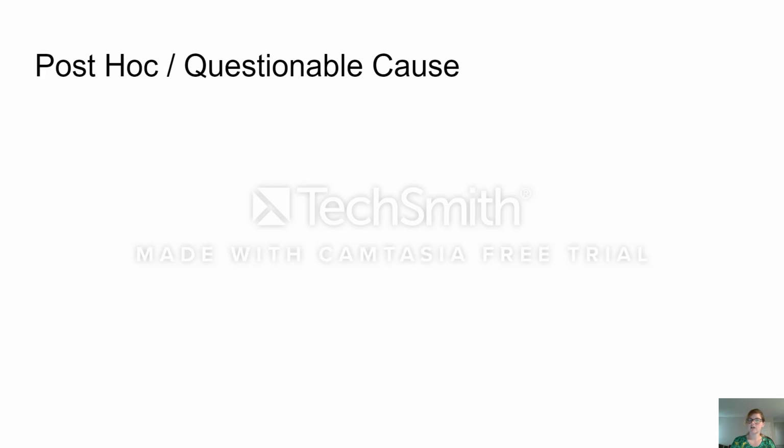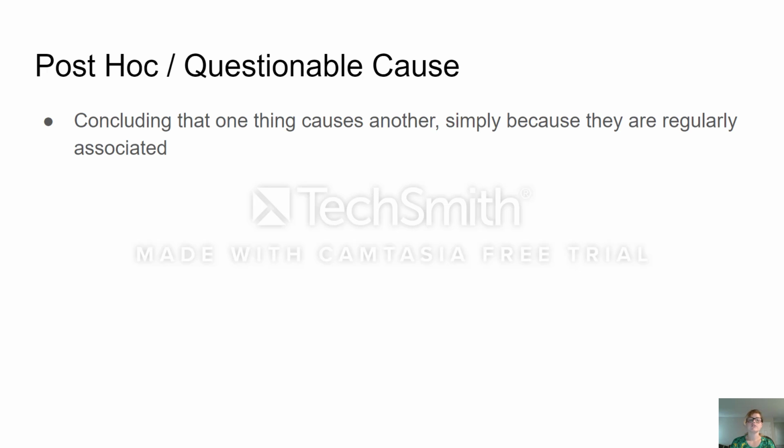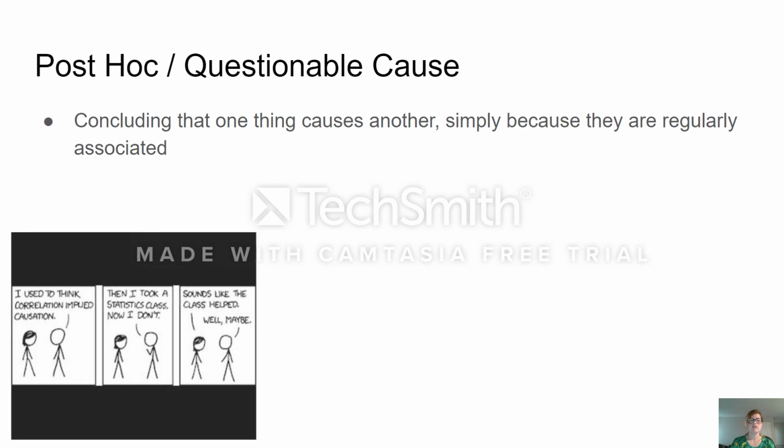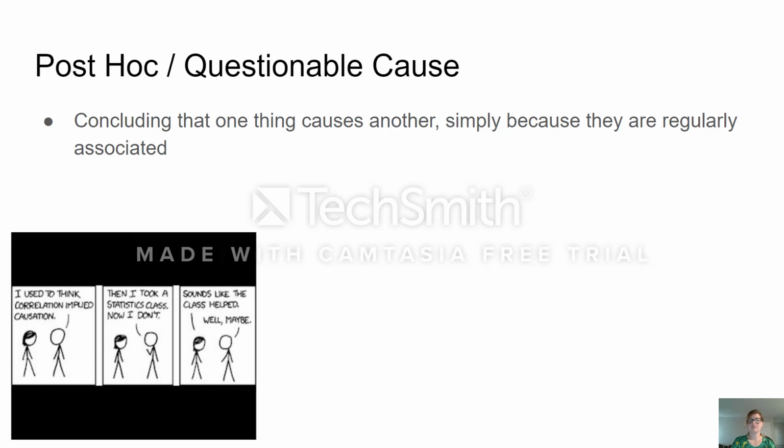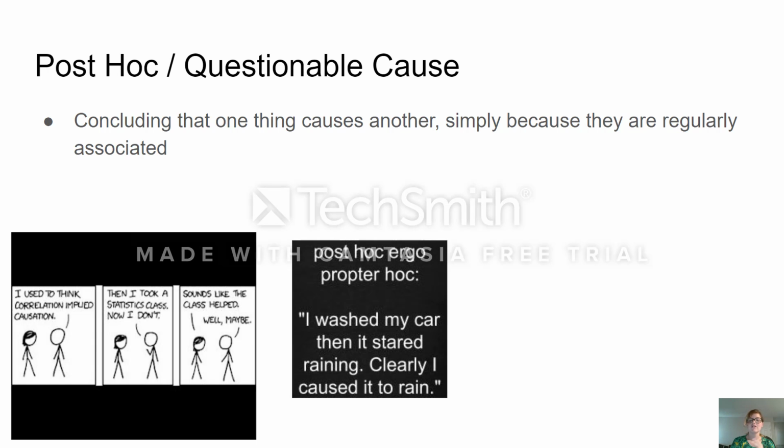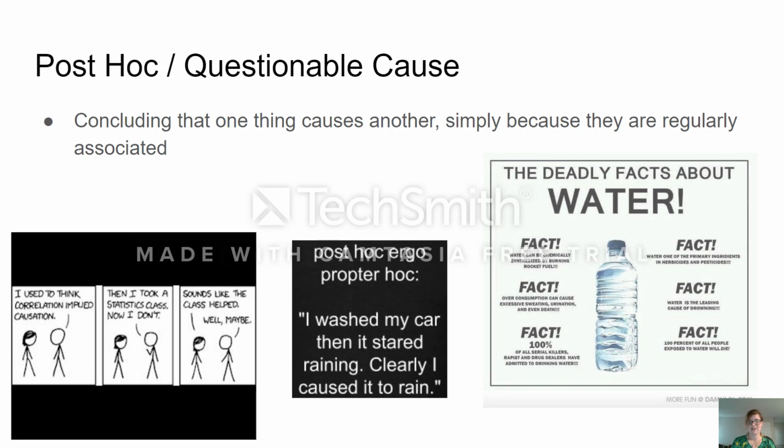Another one is post hoc, or questionable cause. So concluding that one thing causes another simply because they are regularly associated. I used to think correlation implied causation, and then I took a statistics class, and now it doesn't. Well, sounds like that class helped. Well, maybe. See, the correlation, the fact that they both happened at the same time, doesn't mean that because of this, that happened. So another one is, I washed my car, then it started raining. Clearly, I caused it to rain. Just because I washed my car doesn't mean I caused rain.